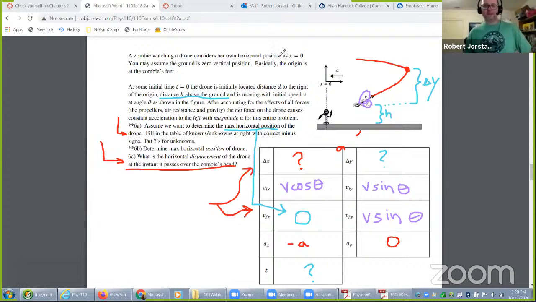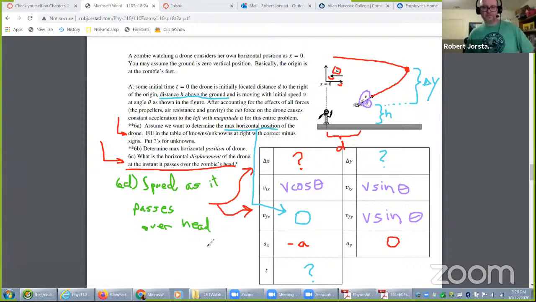I think probably a better question for part C or maybe part D would have been, what is the speed as it passes over the zombie's head? That's what I should have asked. I think that's a more fun question.